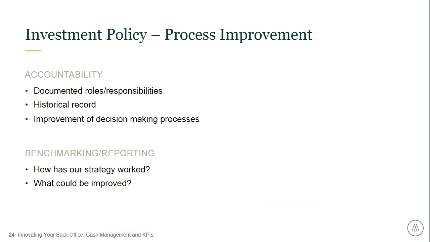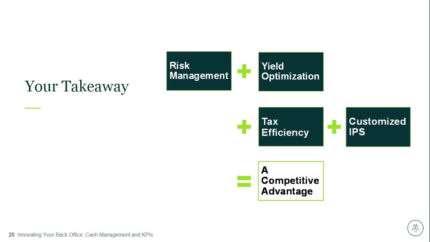So going through that 5-step process and refining your investment policy statement, I think can really help you to restructure some of your existing liquidity and improve the decision-making process within your treasury function. And I think that really can create a competitive advantage for your business over time. And with that, I will turn it over to Eric now to discuss some cash KPIs.